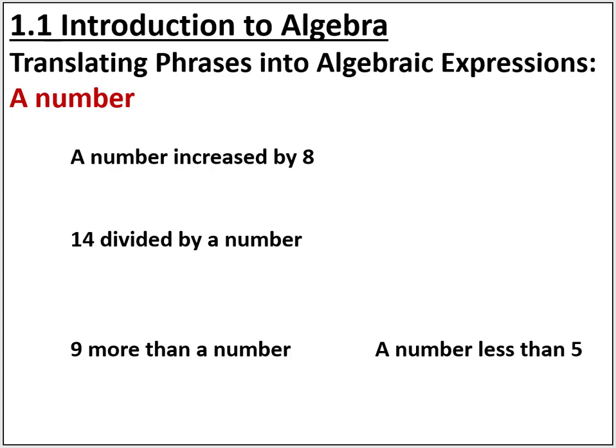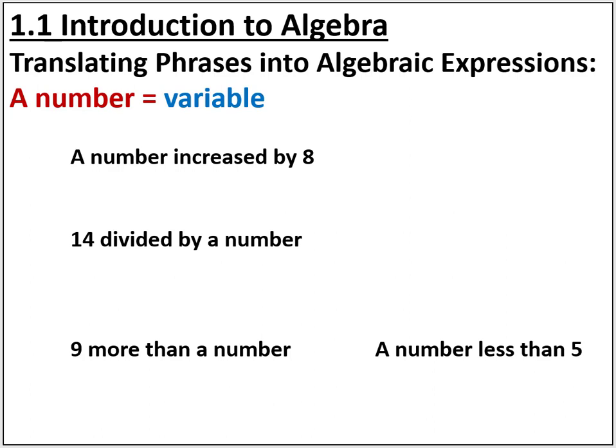Hi, and welcome back to Section 1.1, Introduction to Algebra. In the previous sections, we covered examples for add, subtract, multiply, and divide. Now, in this section, we're going to cover phrases that have the word number in them. When you see the words a number, that means it's going to represent an unknown variable.